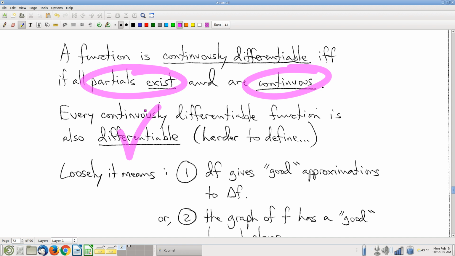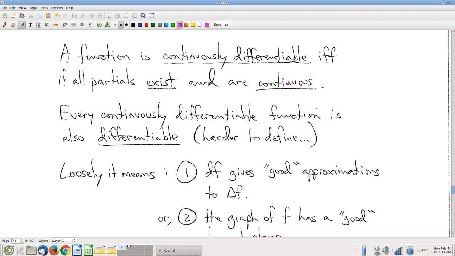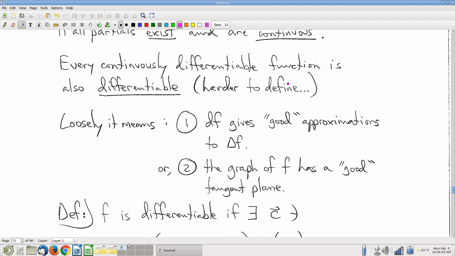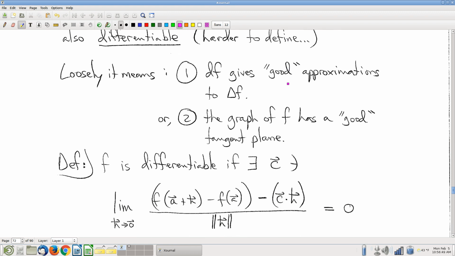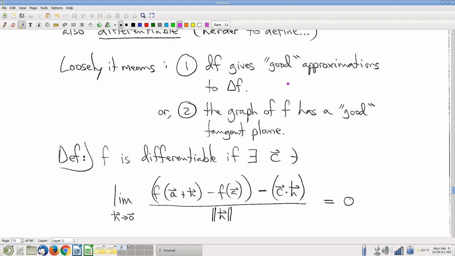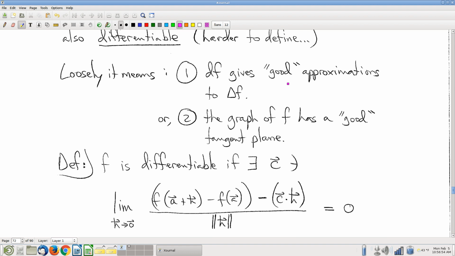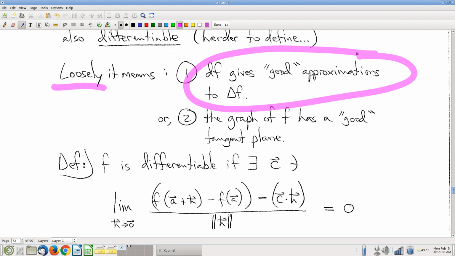Okay. All right. That being said, now here comes the nebulous part. What is the precise definition of differentiability? I'm not going to answer that question exactly. I am going to show you approximately what it means. Loosely, from an algebraic point of view, it means that the differentials give good approximations. We just talked about differentials. We have a formula for computing differentials. And good approximations, I put this in quotes.